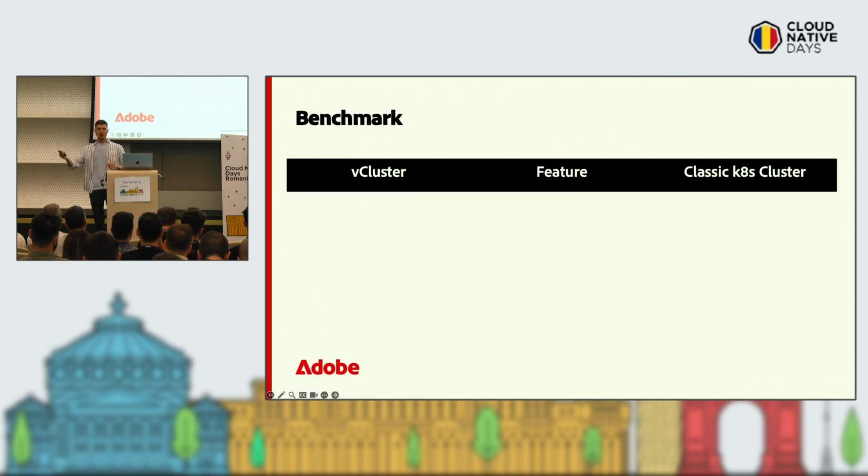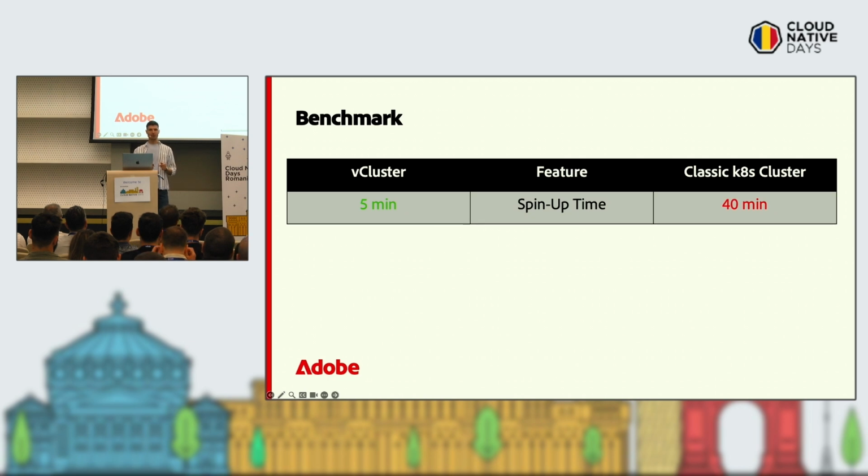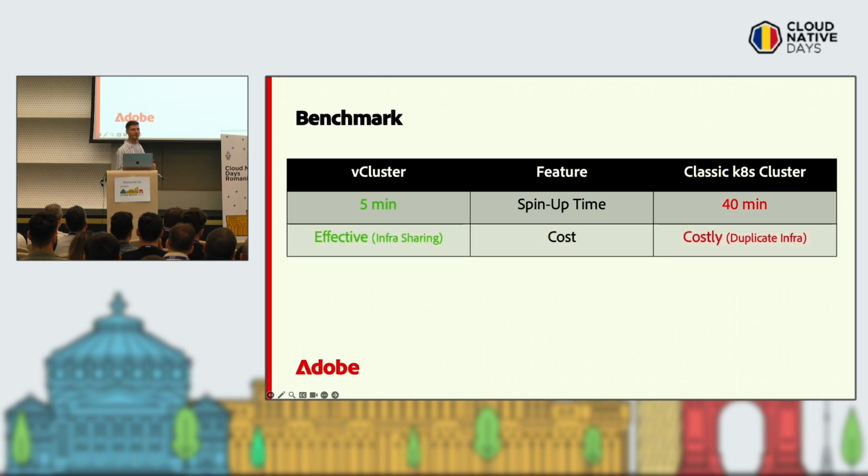We'll do a small comparison in terms of CI testing between vClusters and classic Kubernetes clusters. In terms of spin-up time, a classic Kubernetes cluster can take up to 40 minutes, while the vCluster is as fast as deploying some Kubernetes objects in there, as we saw in the host namespace, and it takes roughly 5 minutes. Then, as we observed, vClusters are really effective when it comes to infrastructure sharing, reducing cost expenses.